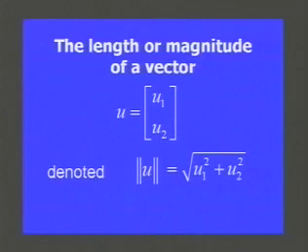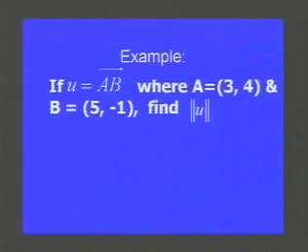Now the notation for it looks like double absolute values. A lot of people even call it that. Sometimes it's also called the norm. You'll see that written a whole lot. So instead of length, they might say the norm of the vector. But just square the components, add them together, take the square root.